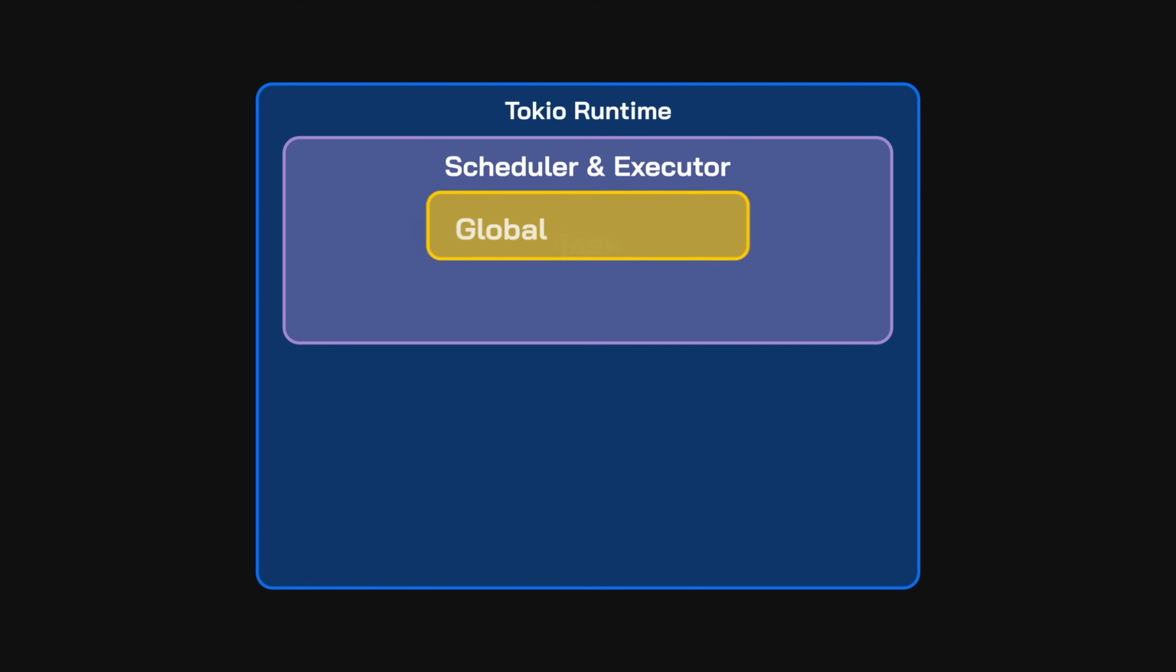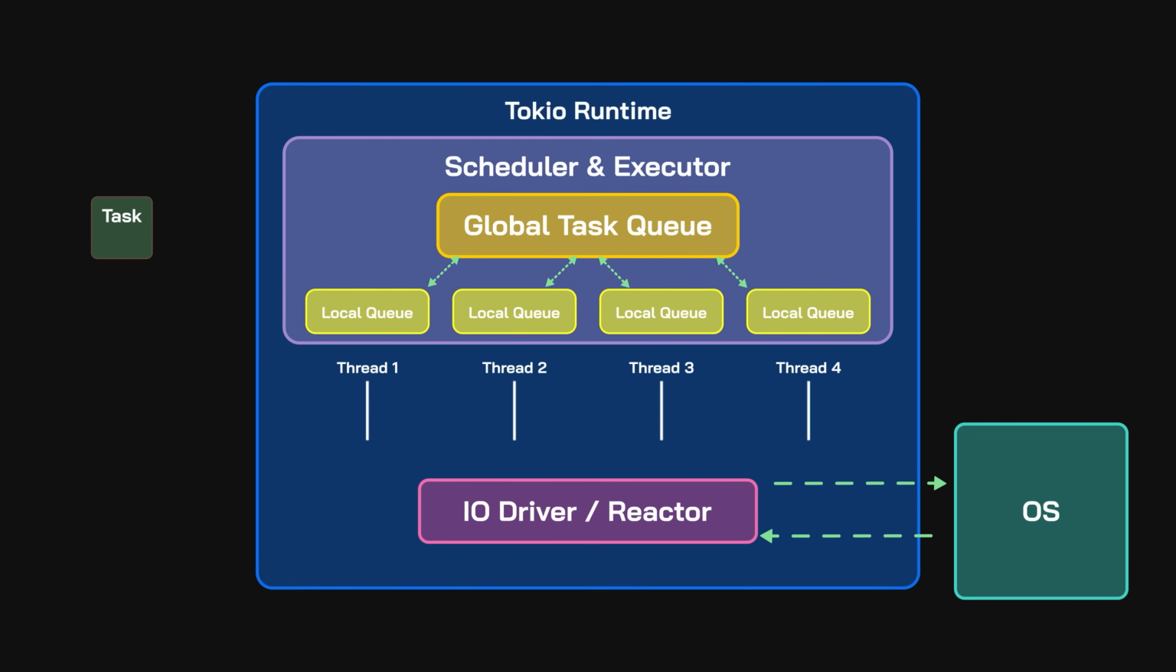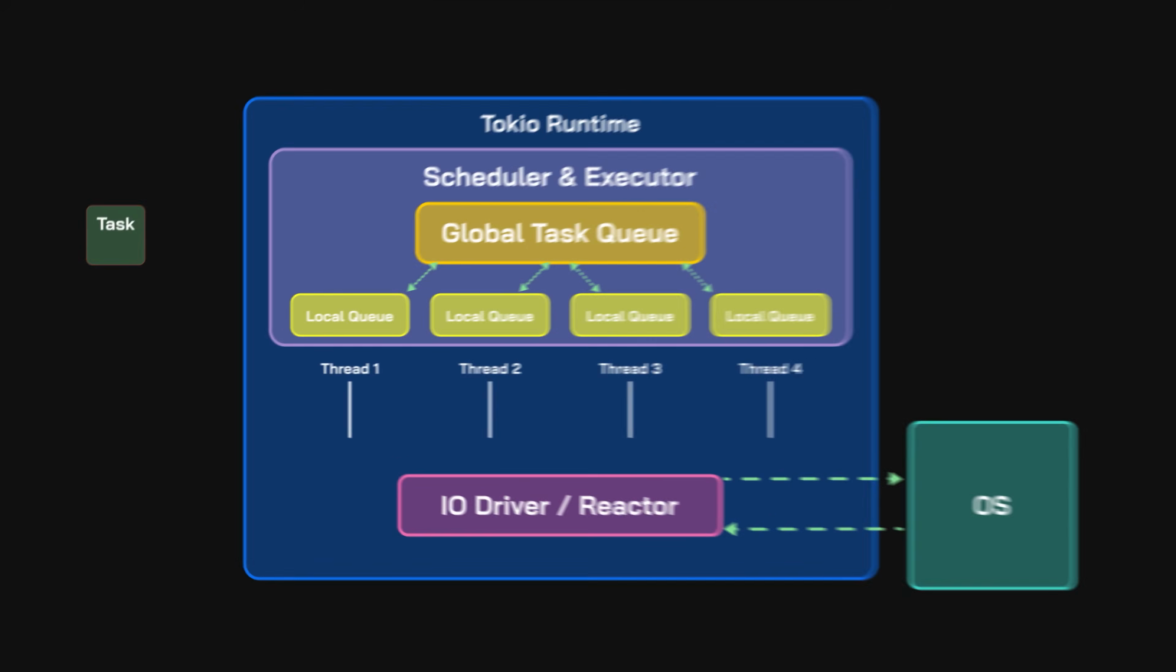The Tokio runtime is made up of 7 components that we'll dig into in this video. Let's cover them one by one. Keep in mind, these diagrams are simplified and optimized for conceptual understanding. The first component we'll talk about is the task.